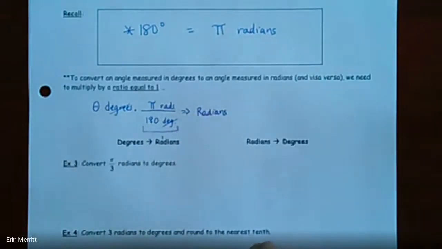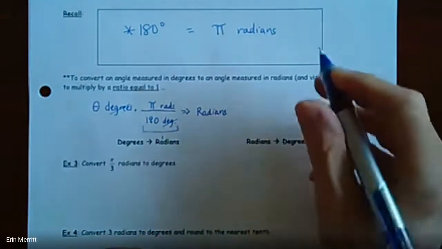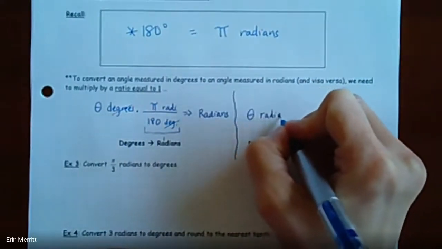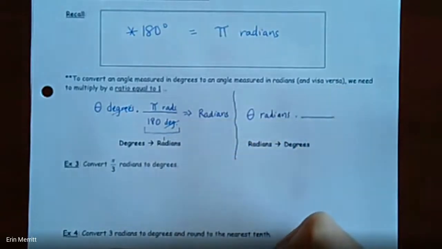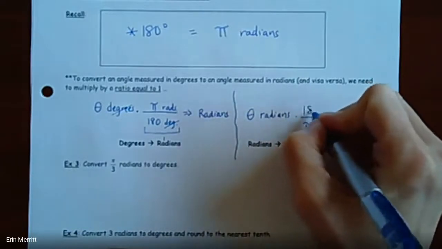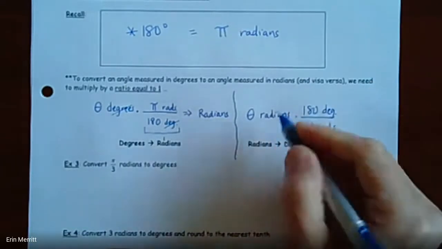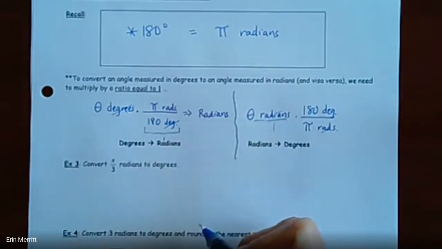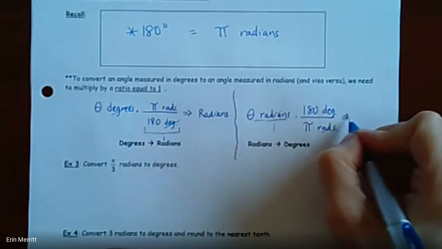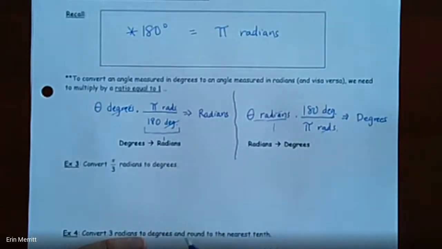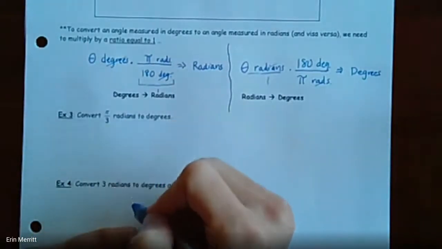If I want to go from radians back to degrees, you're just going to do the reverse. You would start with the angle in radians, and when you want radians to cancel, the radians has to go on the bottom. So pi radians goes in the bottom, and the 180 degrees would go up top. This way the radians would cancel, because remember, this is over 1. And then you'd be left with your angle in degrees. So let's start with one that we know the answer to. We know that pi over 3 radians is the same as 60.